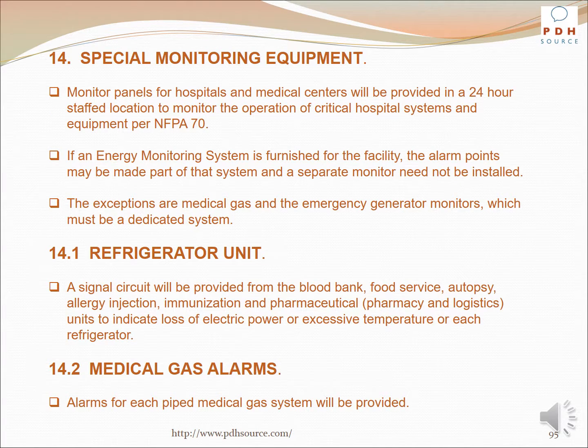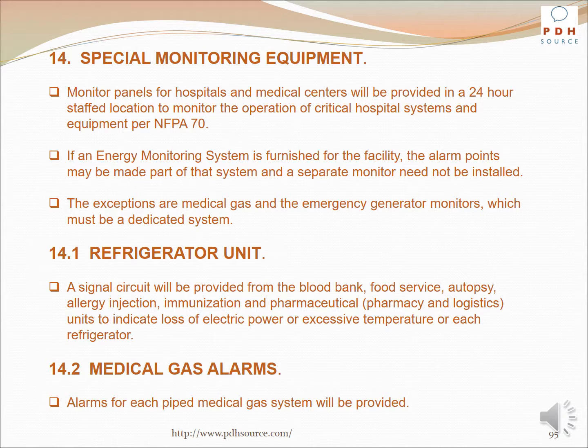Monitor panels for hospitals and special medical centers will be provided in a 24-hour staffed location to monitor the operation of critical hospital systems and equipment per NFPA 70. If an energy monitoring system is furnished for the facility, the alarm points may be made part of that system and a separate monitor need not be installed. The exceptions are medical gas and the emergency generator monitors, which must be a dedicated system.